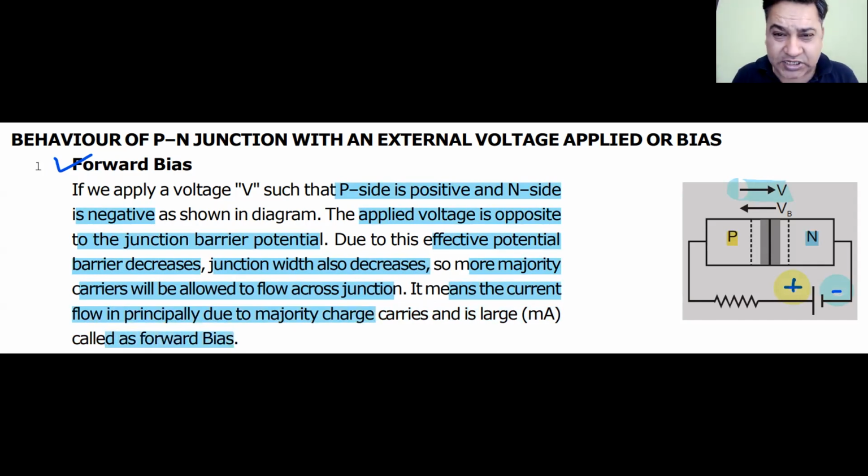So now majority charge carrier holes can move from P side to N side because they have potential now. Electrons will move from N side to P side because they have potential now. This type of connection to the battery is known as positive bias. When P is connected to positive and N is connected to negative, the depletion layer decreases, the potential barrier decreases, more carriers can flow. That is known as forward biasing. Do we understand this? Understood, sir. One minute, sir. Note it down, sir.